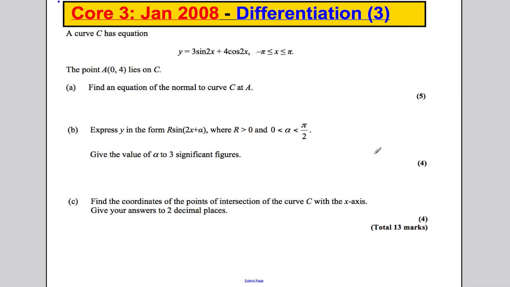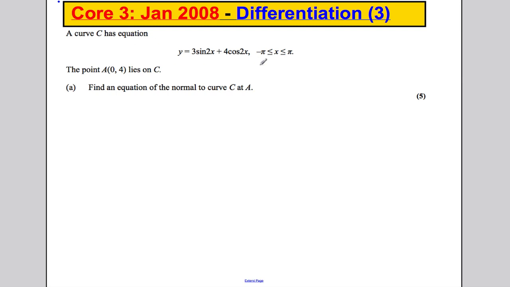Okay, a long question here. Let's work through it bit by bit. First thing, here's our curve. Here's our domain. And we're told that A (0, 4) is on the curve. So we know if we put x is 0 in there, we get y is 4 out. It asks us to find the equation of the normal to the curve at A. Now, we can firstly use dy by dx to work out the equation of the tangent, and then easily get the normal because it's its negative reciprocal. Once we've got that, we have a point on the line, the gradient, and then we can use the equation of a straight line.